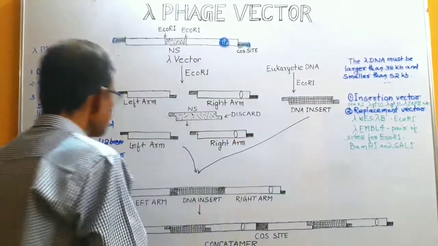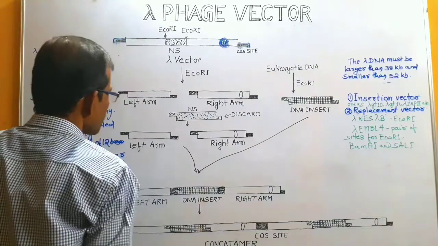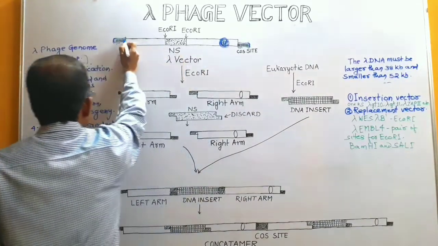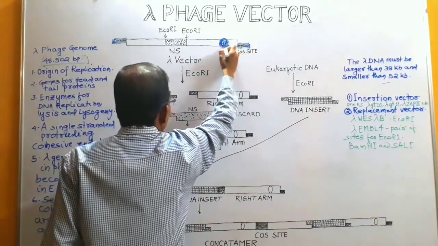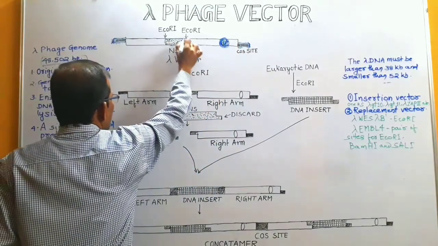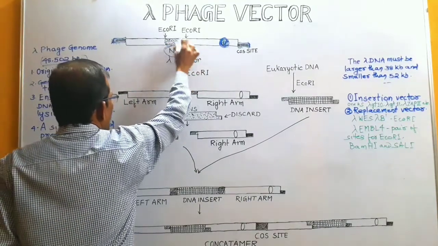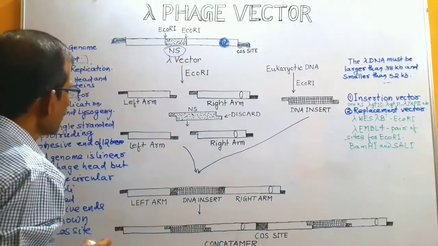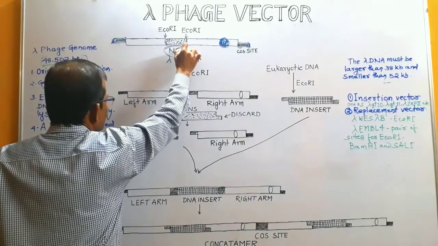Then you see here how the recombinant vector is constructed. This is the genome of the lambda phage. This is the cohesive end or single-stranded protruding end. There is an origin of replication, and this central segment is known as non-essential segment. The segment contains the genes which are responsible for lysogeny. And there are two recognition sites for EcoR1.